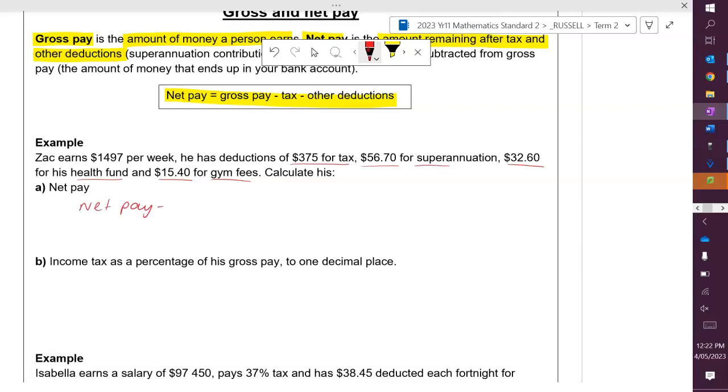So we know his net pay, as it says here, is our gross pay, which is $1,497, and we subtract our tax, which is $375, as well as any other deductions that he has. So we subtract all of these, and then if we put that into our calculator, that would give us a net income of $1,117.30.